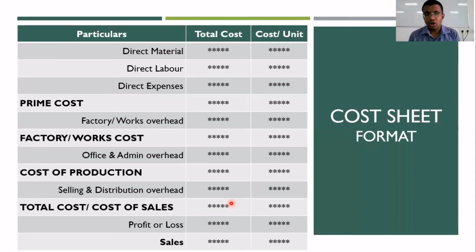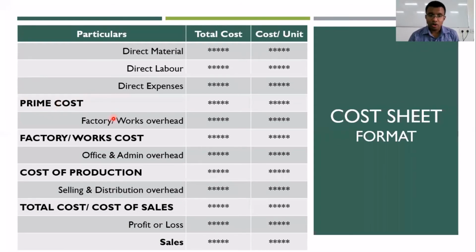Now, this is the format of the cost sheet. Here you have the particulars, then the total cost, and then the cost per unit. Remember, as we discussed previously, it gives you the representation of the total cost as well as the unit-wise cost per unit. You start off with direct material, direct labor, and direct expense. If you add these three costs together, you get your prime cost.